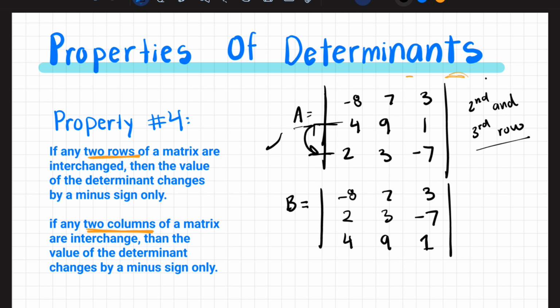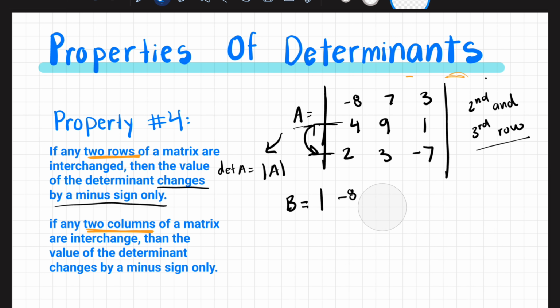And if we found the determinant of A to be, let's say, A, then the determinant of B, well, property 4 says it changes by a minus sign only. So the determinant of B would just be minus A. And that is only possible when we switch two rows. Now for the columns, very similar when we switch the columns.